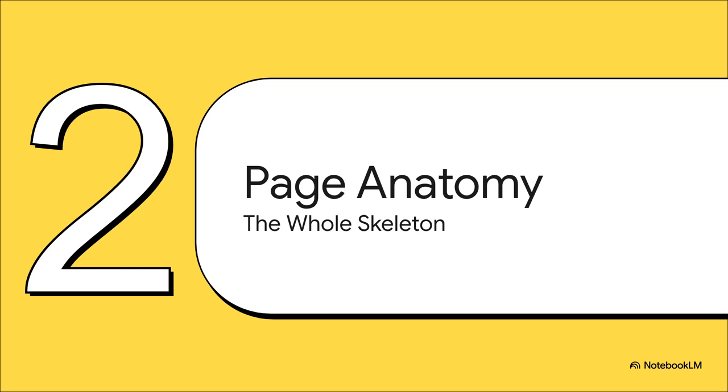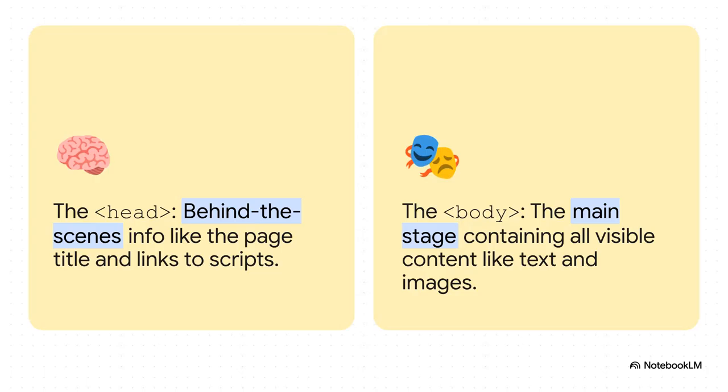So we've got our building blocks now, tags and attributes. Let's zoom out from looking at the individual bones and see how they come together to form the entire skeleton of a web page. Every single HTML document is split into two main sections. First, you've got the head. Think of this as all the behind-the-scenes stuff the browser needs to know, like the little title that shows up in your browser tab. Then you've got the body, and this is the main stage. This is where all the actual content that you see and interact with lives.